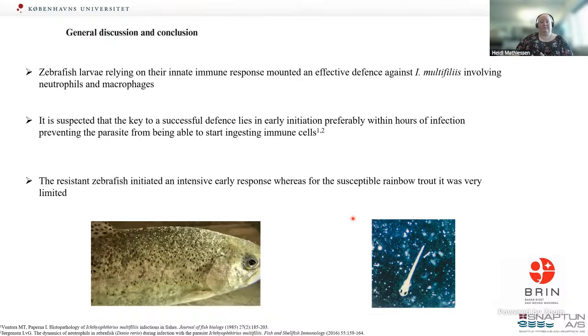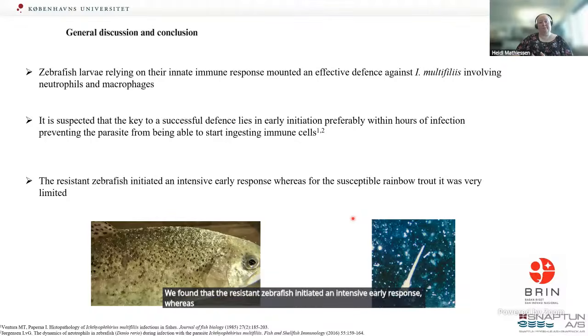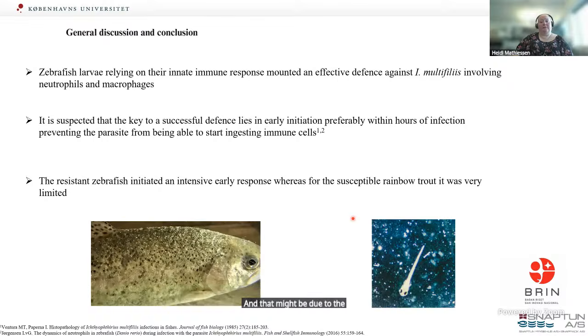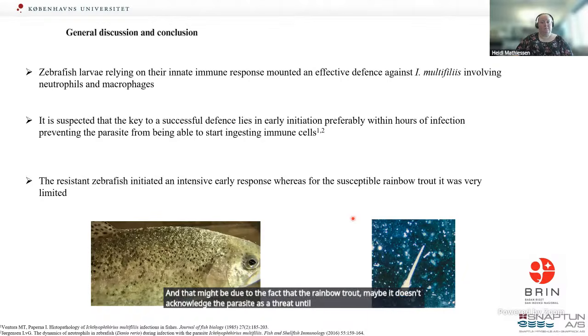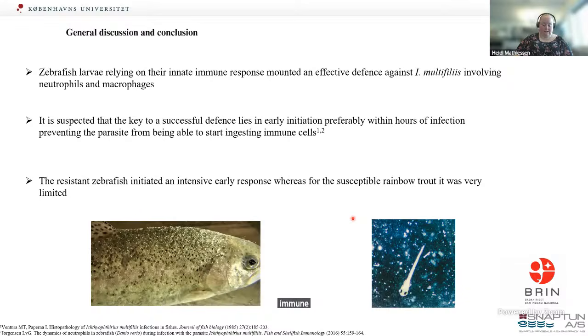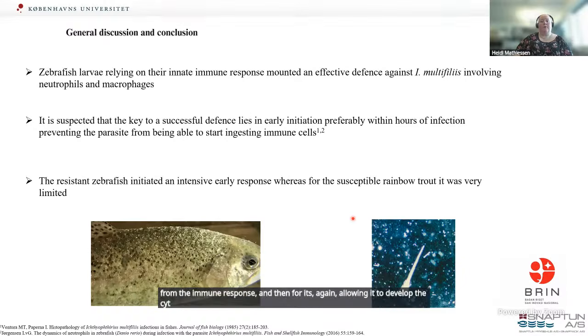We found that the resistant zebrafish initiated an intensive early response, whereas for the susceptible rainbow trout, it was very limited. And that might be due to the fact that the rainbow trout maybe doesn't acknowledge the parasite as a threat until it's too late, because they're so small, or maybe it's the fact that the parasite manages to do immune evasive behavior where it's hiding itself from the immune response, and then it's again allowing it to develop the cytostome, growing up and becoming big.